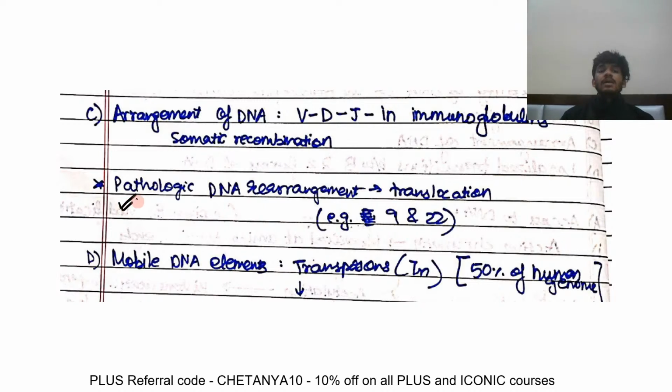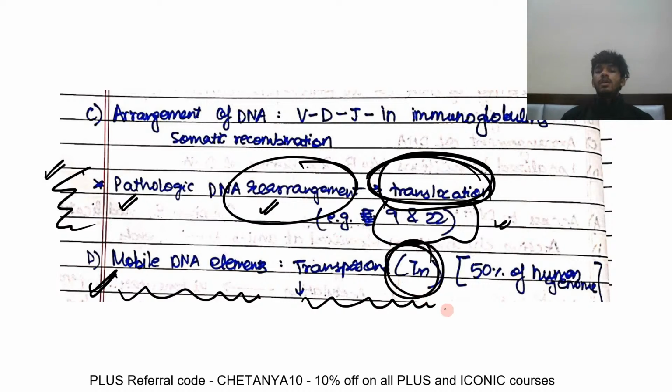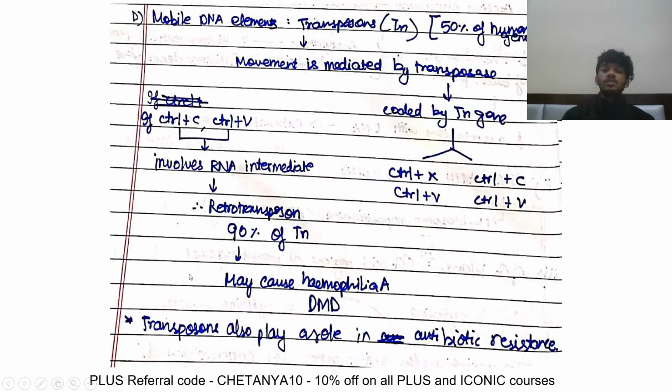Okay. Then there are some pathological DNA rearrangements, for example, translocation. Example, the translocation between 9 and 22. So there are certain translocations that are pathological, and they will also bring about regulation of gene expression. The last way to regulate gene expression is through mobile DNA elements known as transposons. Approximately 50% of the human genome is believed to be in the form of transposons.